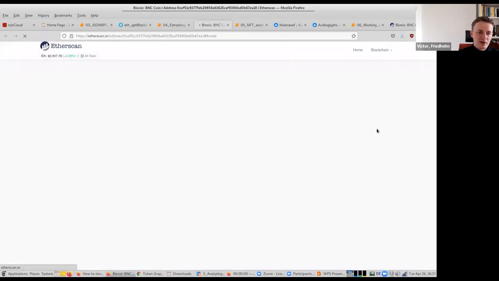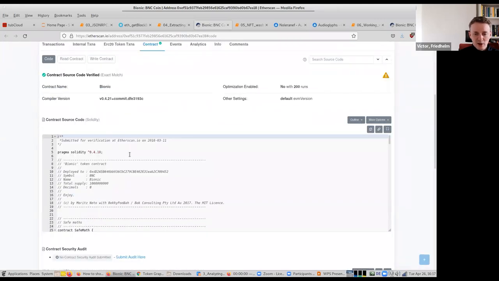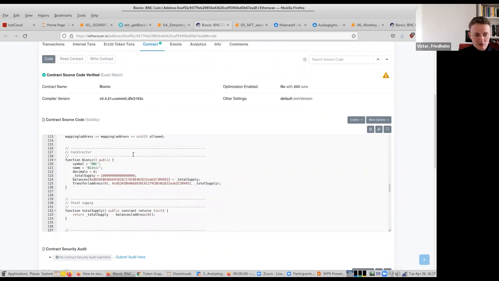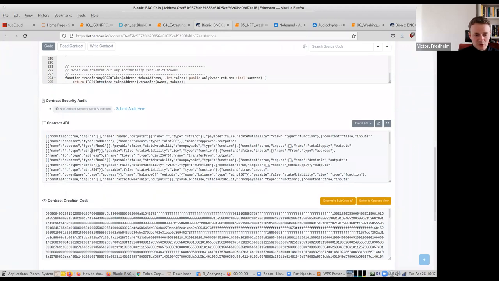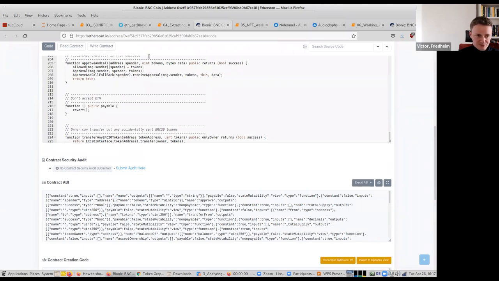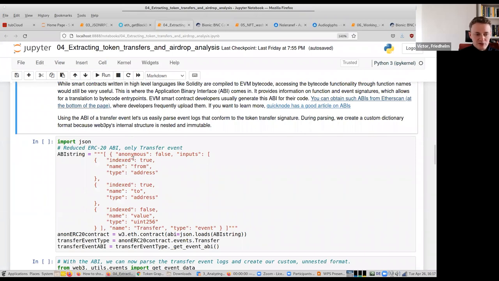And so if we look at this again for this token contract, then we can see, oh, okay, they uploaded the high-level source code of how this crypto asset, this token works. And they've also uploaded this contract ABI so that it's easier to use it. So we'll use a reduced version of this ABI, namely only the common denominator, meaning only the transfer event that's present in most of these token contracts that follow a standard named ERC20.